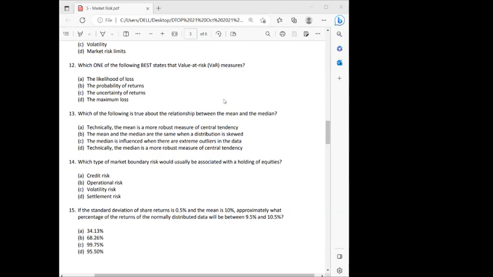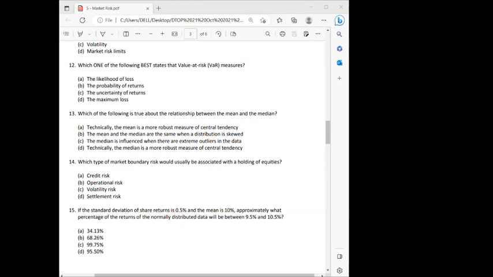Technically, the mean is more robust measure of central tendency. The mean and median are the same when a distribution is skewed. The median is influenced when there are extreme outliers in the data. Technically, the median is more robust measure of central tendency. So what's the correct answer?